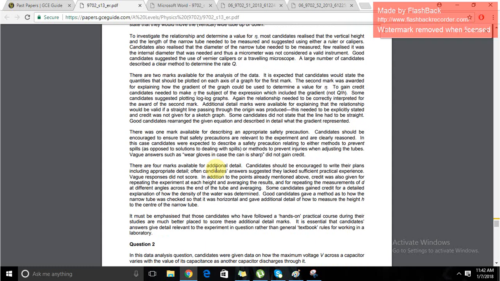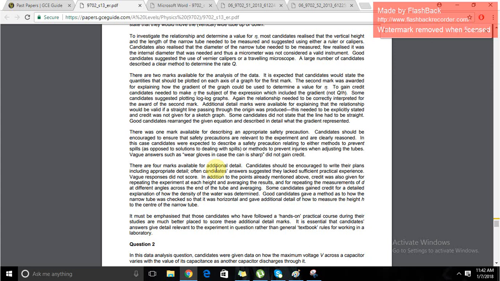And there was also a mark available for describing an appropriate safety precaution, which we did not, unfortunately. Candidates should be encouraged to ensure that safety precautions are relevant to the experiment and clearly reasoned. In this case, candidates were expected to describe a safety precaution relating to either methods to prevent spilling or methods to prevent injuries when adjusting the tubes.